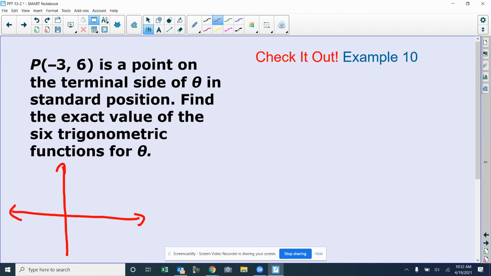All radiuses are positive, so there's never going to be a negative. Now you can have a negative x or a negative y. In this case, we do. 1, 2, 3. 1, 2, 3, 4, 5, 6. Just somewhere up in here. -3, 6.